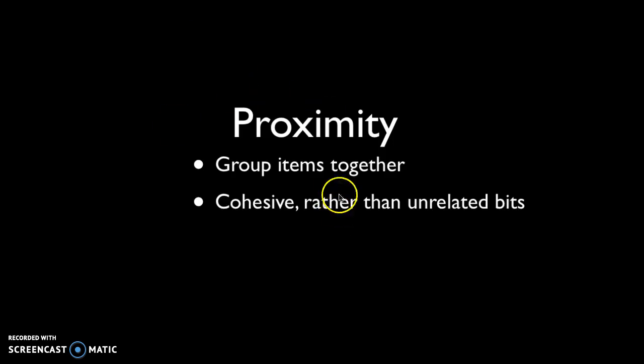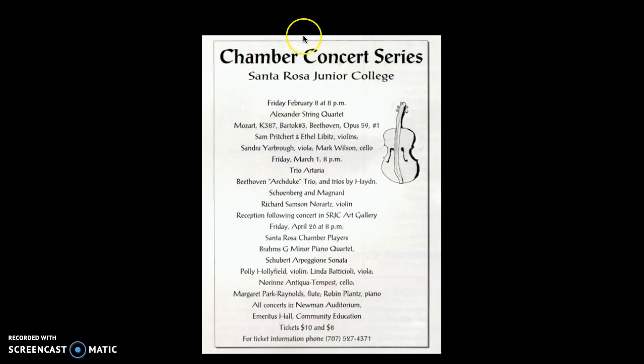Proximity, that's where you're grouping items together. Again, it makes the document more cohesive and doesn't just have unrelated bits of information floating around. Everything kind of has a connection to each other. In this example, this chamber concert series flyer, this is a series of concerts, obviously from the title, but you wouldn't really know what one concert was to the other. It really just looks like a simple list of information. You're not sure what is a unit of information for one concert or another concert, or even down here at the end, this additional information about ticket costs and where they're being held. But all in one list, a user's not going to want to read through that and find out.